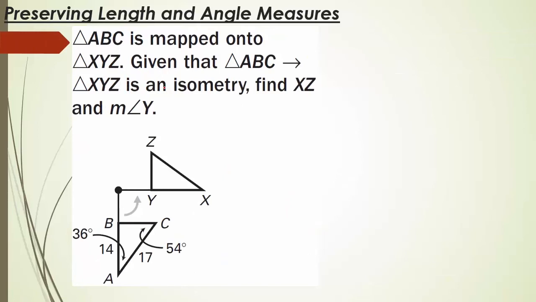All right, checkpoint problem number 4 is yours. Triangle ABC is mapped onto triangle XYZ. Given that triangle ABC is mapped onto triangle XYZ is an isometry, find XZ and the measure of angle Y.